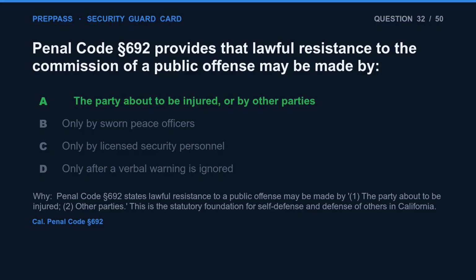The correct answer is A. Penal Code Section 692 states lawful resistance to a public offense may be made by 1. the party about to be injured, 2. other parties. This is the statutory foundation for self-defense and defense of others in California.